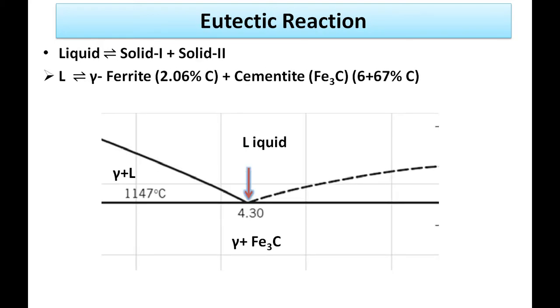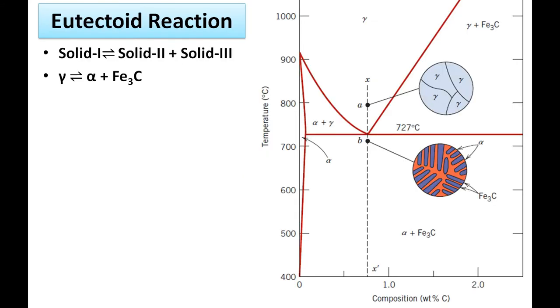The second one is the eutectic reaction. What happens? At 4.3% carbon it occurs, and from liquid we directly get gamma plus Fe3C, that is gamma plus cementite. This reaction is known as the eutectic reaction. Now, don't forget, when you get a eutectic reaction, some liquid will always be there in the reaction. Okay, now come to the eutectoid reaction.